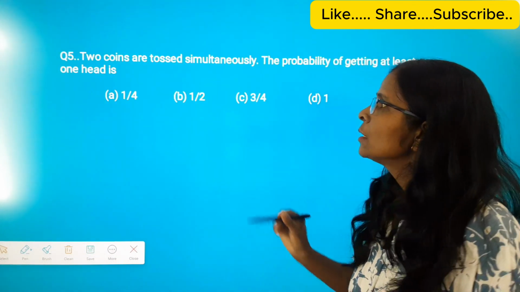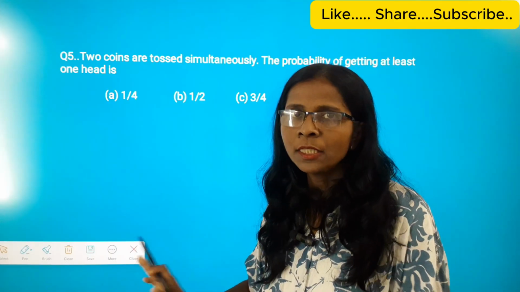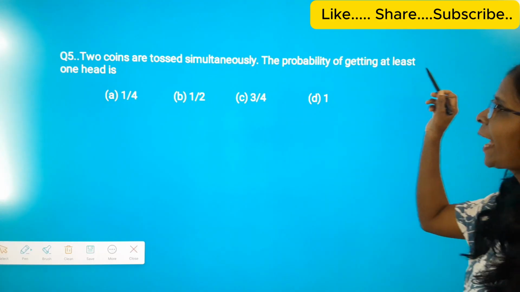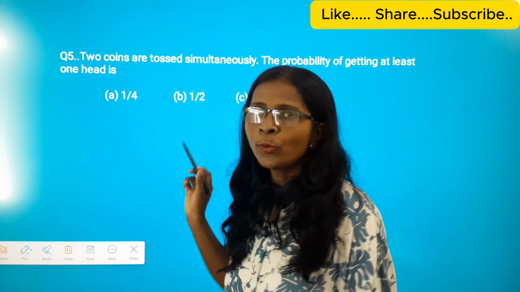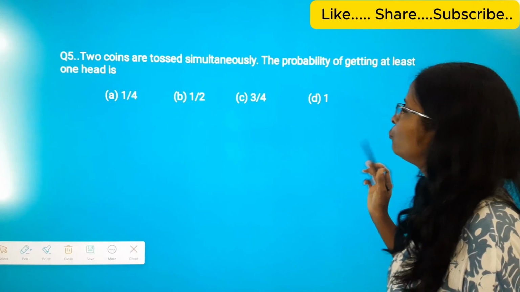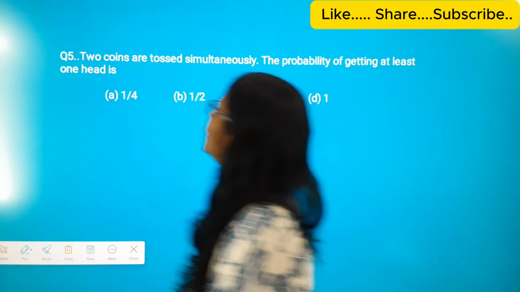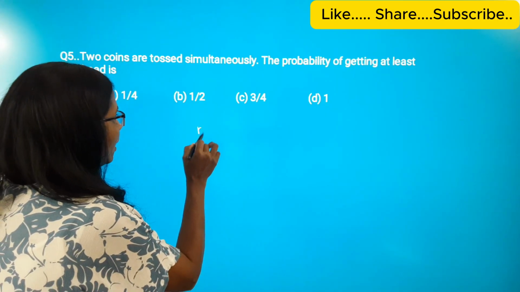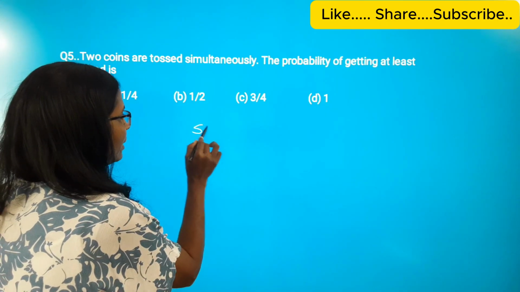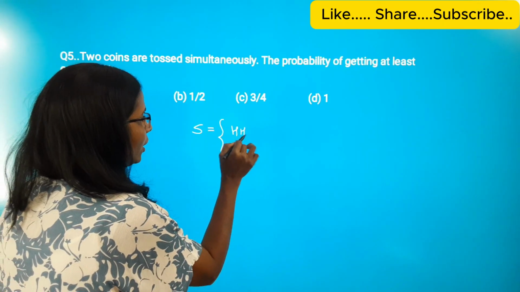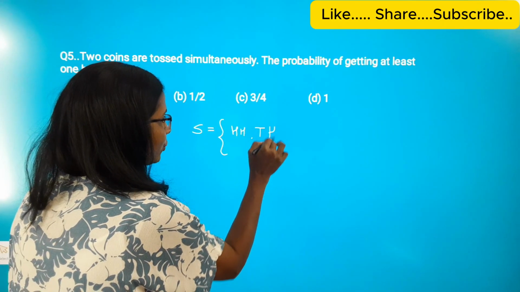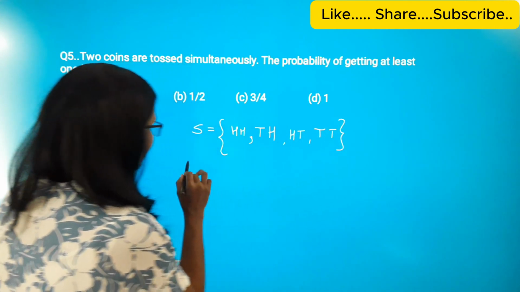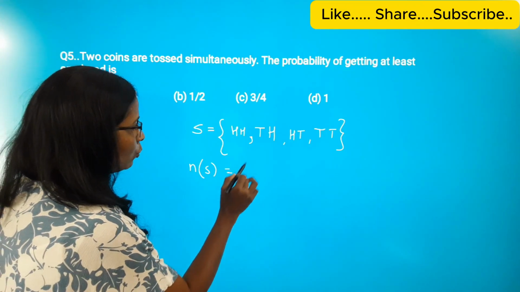Question 5, students. That is from 2025. Two coins are tossed simultaneously. The probability of getting at least one head each. Options are 1 upon 4, 1 upon 2, 3 upon 4, and 1. So now here two coins are tossed. That means the sample space S is equal to HH, TH, HT and TT. So n of S is equal to 4.